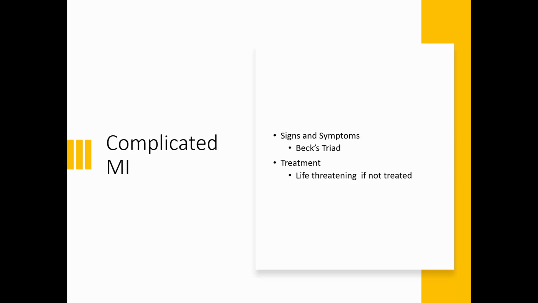So when you look at Beck's triad, you have three things going on. One, you have distended neck veins, and that's just because the blood is backing up. You also have distant heart sounds, and the reason you have distant heart sounds is because, remember, blood is between the heart muscle and the pericardium, and so you have more that you have to listen through to hear the heart sounds. And then your person will also become hypotensive.